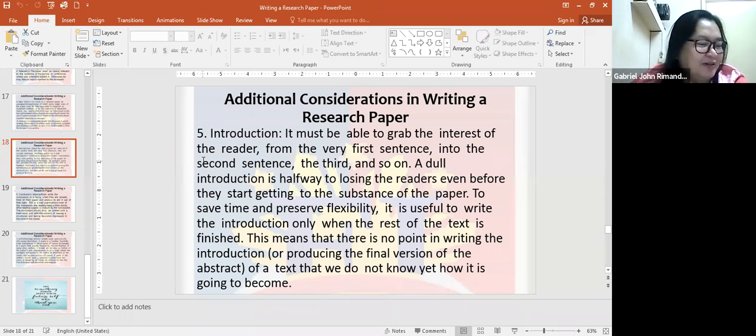Okay. So it needs to grab the interest of the reader from the first sentence into the second and third and so on. So this will create the motivation for anyone not from our profession or anyone from another field to be interested in reading our research work. Okay? So the last part says, this means that there is no point in writing the introduction or producing the final version of the abstract of a text that we do not know yet how it is going to become.